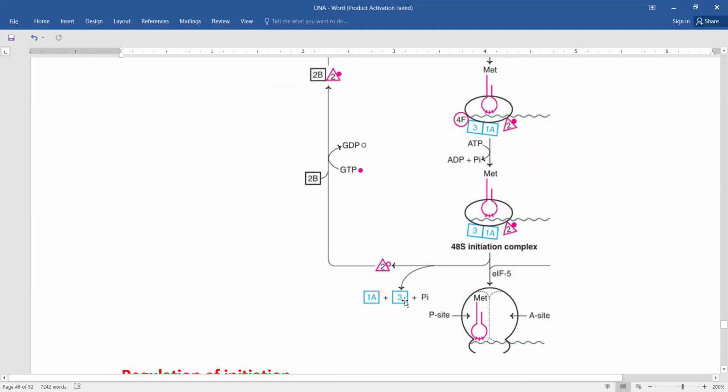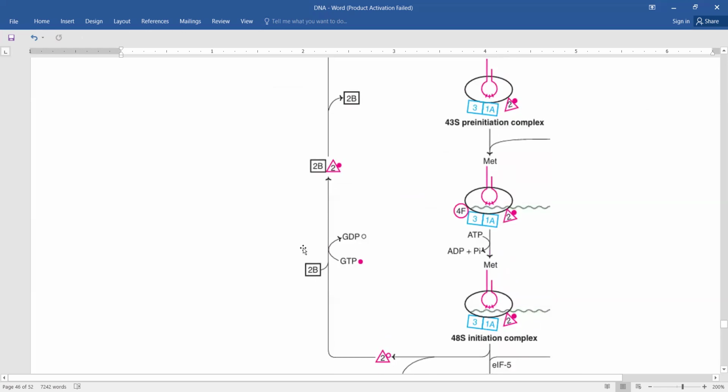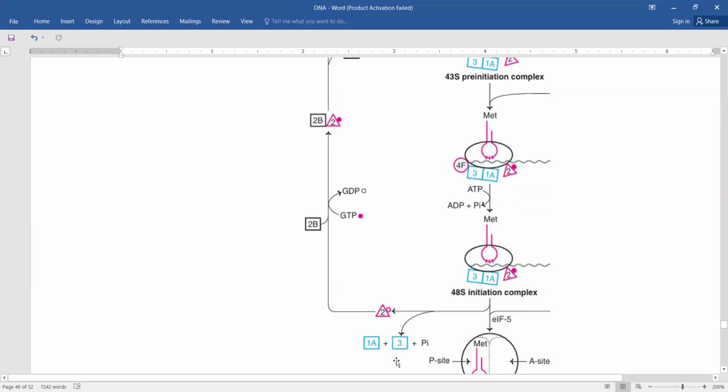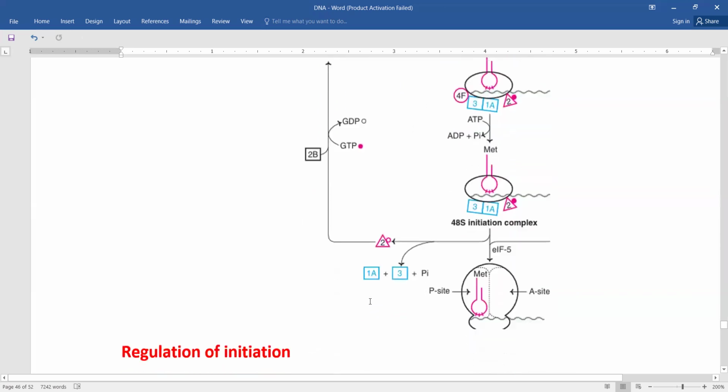Then again initiation factors 1, 2, 3 are released. Again GTP is exchanged. 2B is added. Okay, so then 2B is replaced with 2C, which combines the activated 2 and the amino acid tRNA having methionine, to form a ternary complex. Again, it is continued. So this is all about how this is recycled, how it is reused.